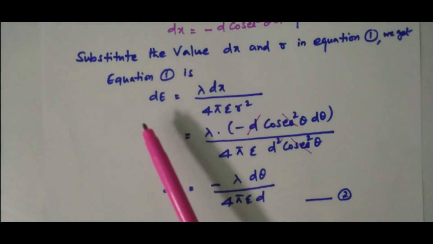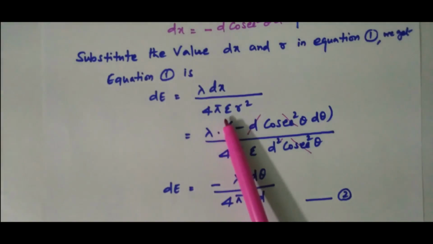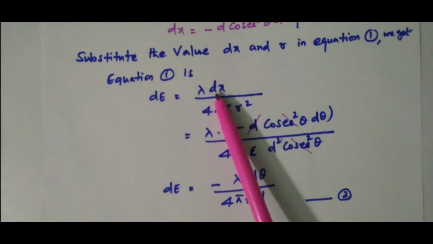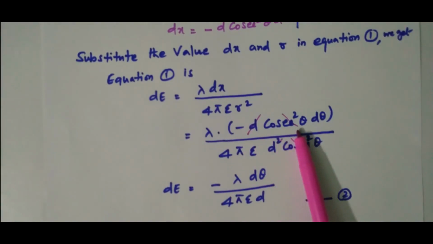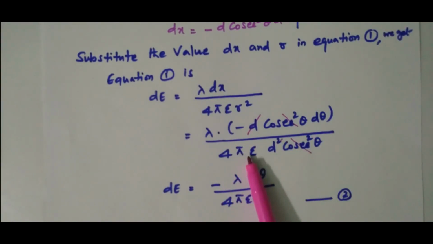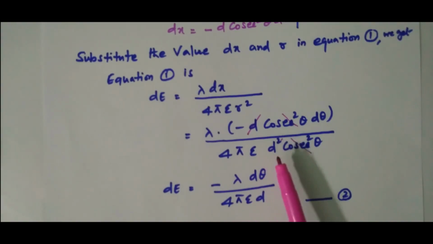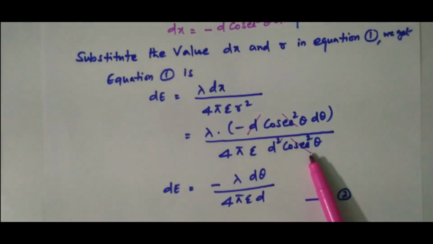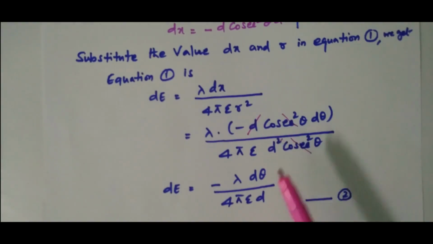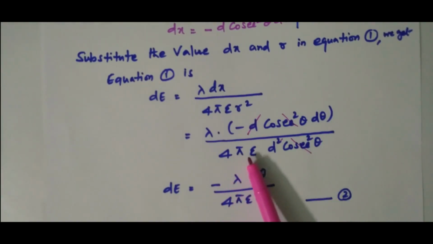Right, now substitute this value into equation 1, lambda dx divided by 4 pi epsilon r square. In place of dx, substitute minus d cosecant square theta d theta, divided by 4 pi epsilon. R is nothing but d cosecant theta, so r square means d square cosecant square theta. So the cosecant square theta got cancelled, and one d got cancelled, right? The negative symbol remains. So minus lambda d theta divided by 4 pi epsilon d. Now we got the expression for the small electric field intensity, dE equal to minus lambda d theta divided by 4 pi epsilon d. We will take this as equation number 2.